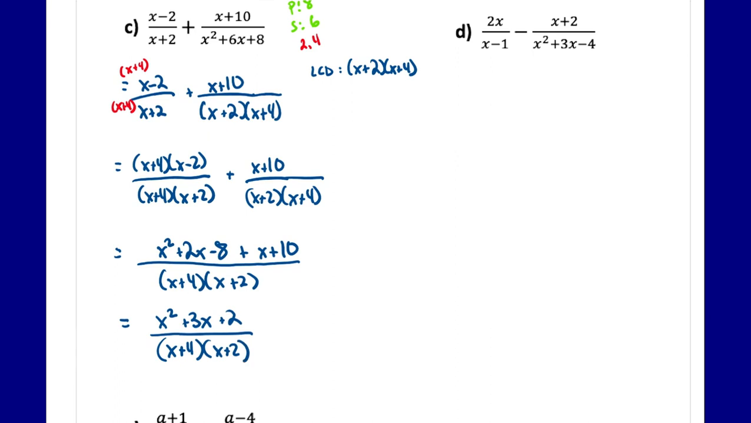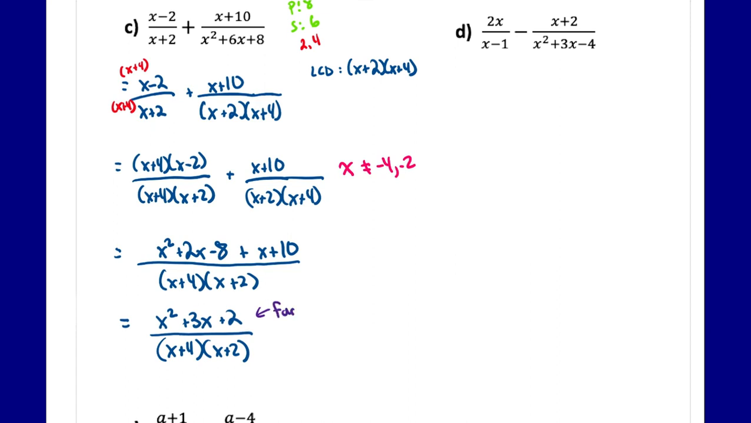I should have been stating my restrictions. Looking back, nothing has really changed in terms of my restrictions. So even when I go back, x cannot equal -4 and -2. That hasn't changed throughout, so we're okay there. There is one step that I can do further.